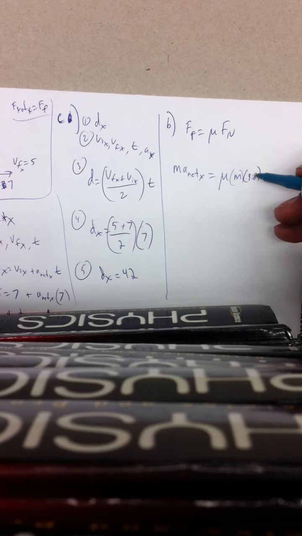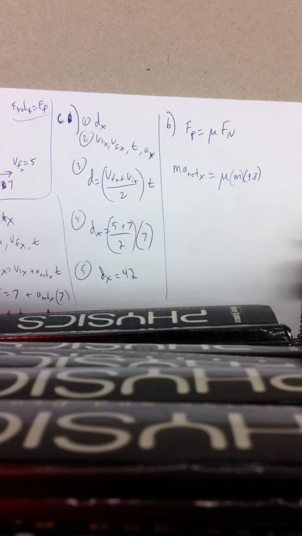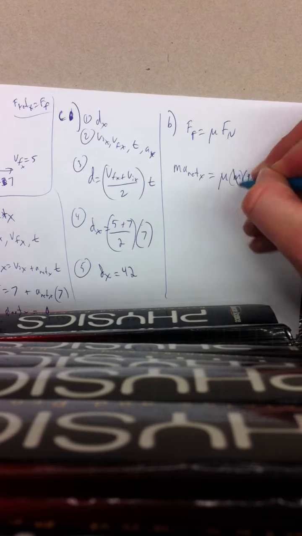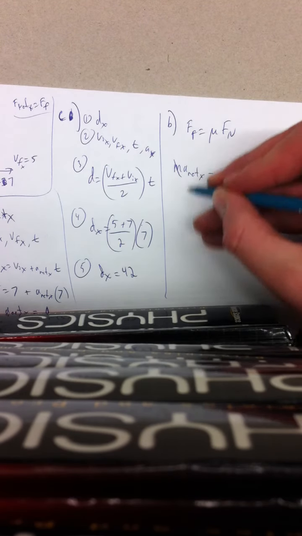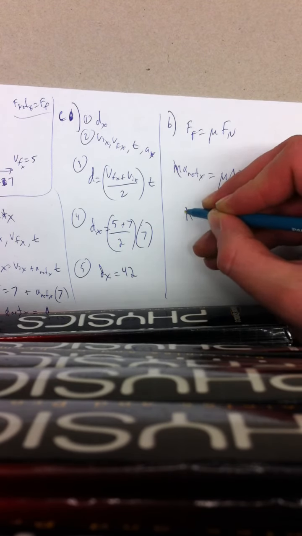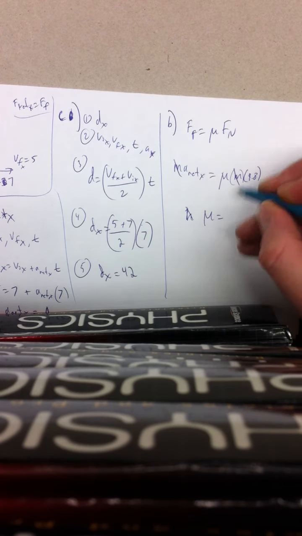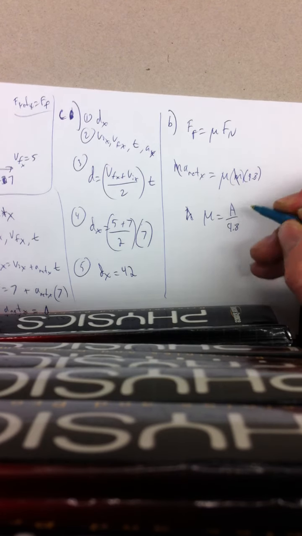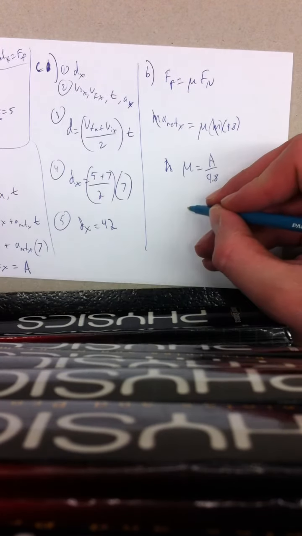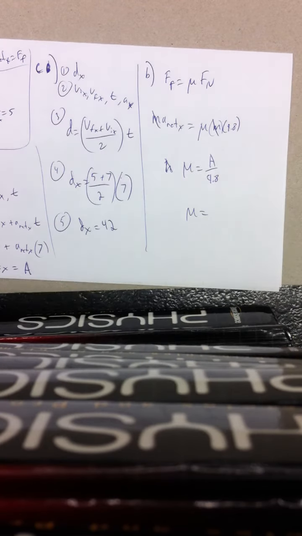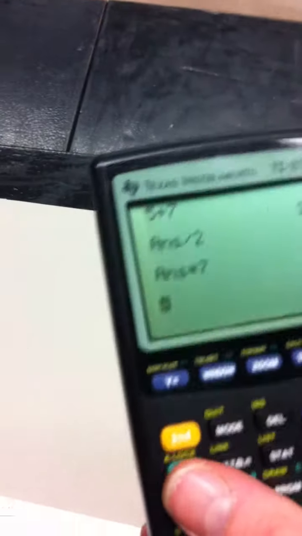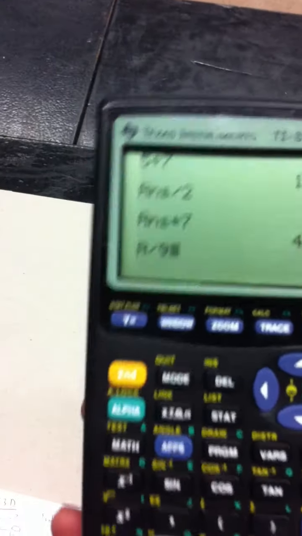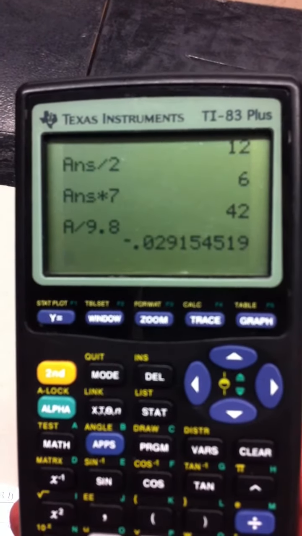Just instead of negative 9.8, we'll make it positive 9.8. Now these two masses cancel out conveniently. This is actually alpha A, so mu is going to be equal to alpha A divided by 9.8. So mu comes out to be alpha A divided by 9.8. That's my coefficient of friction.